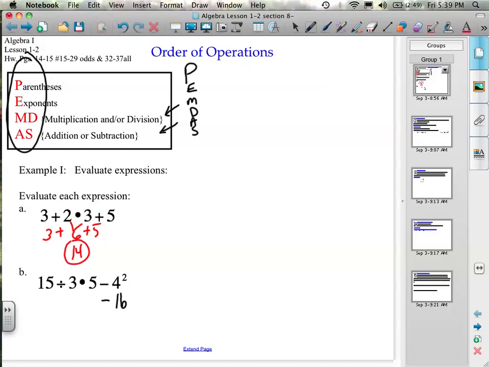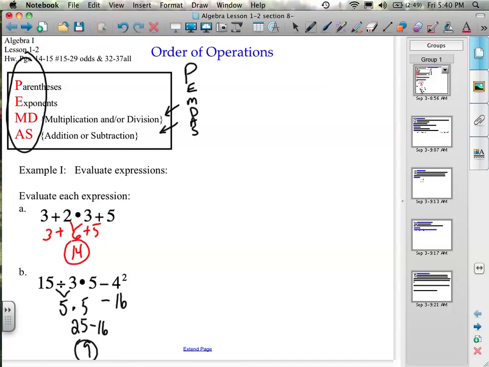However, that's the error. A long time ago, people sat down and figured out, hey, in this situation, we need to go left to right. So we're going to divide first. So 15 divided by 3 is 5. Now we drop down the multiplication symbol, and we have 5 times 5 minus 16. Now obviously we multiply before we subtract, so 5 times 5 is 25. We subtract the 16, and we end up with the big 9 as our answer.